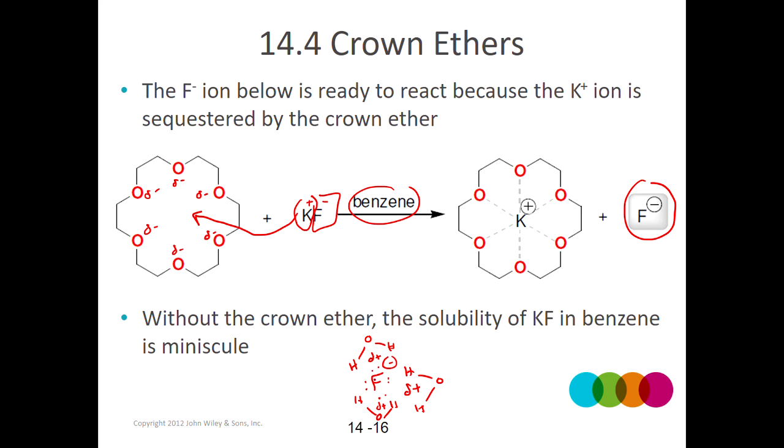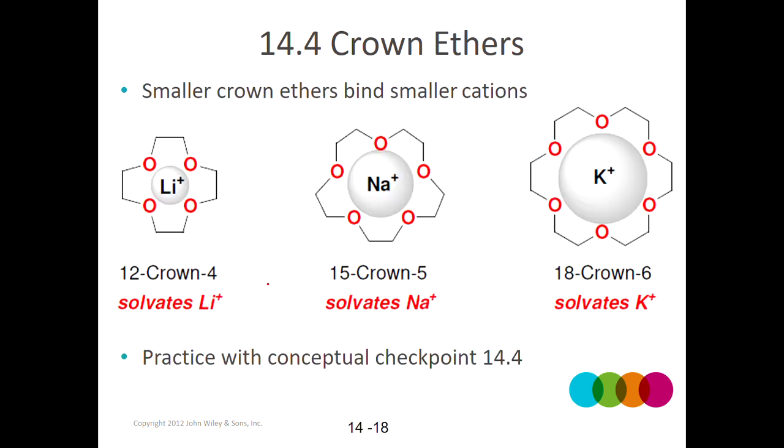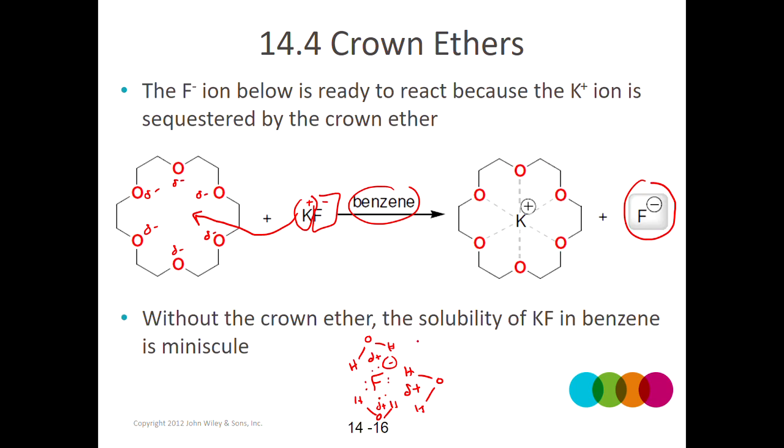It can't get free and effectively collide here, right? If it's surrounded by solvent, the collision is hindered by the solvent getting in the way. So this crown ether serves really two purposes here. It attracts to the potassium, and it allows the fluoride to be free, and it allows all of this to take place in a low polarity solvent.